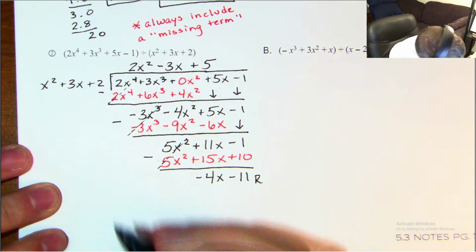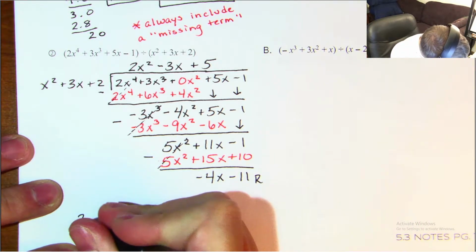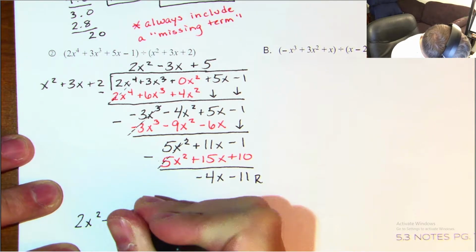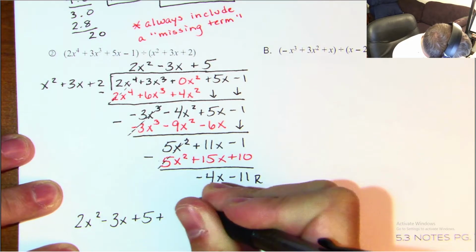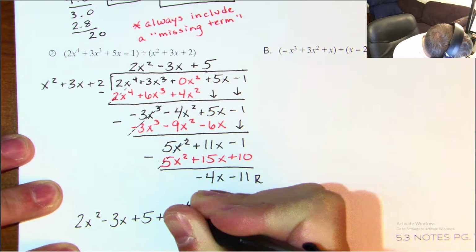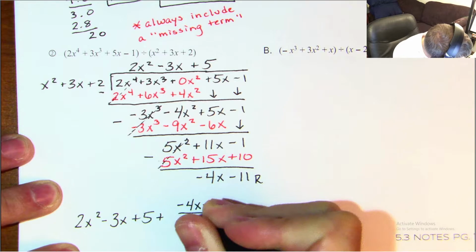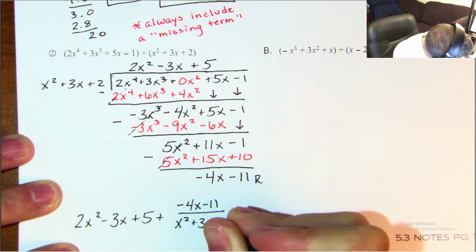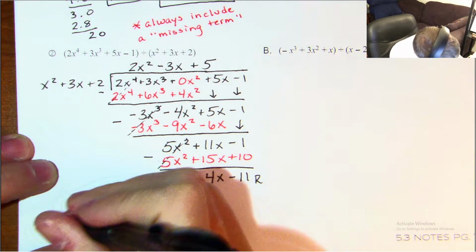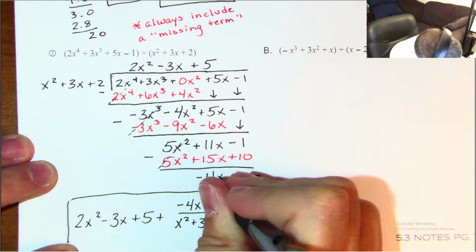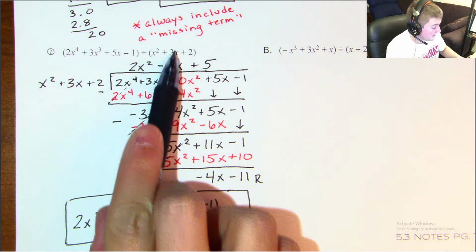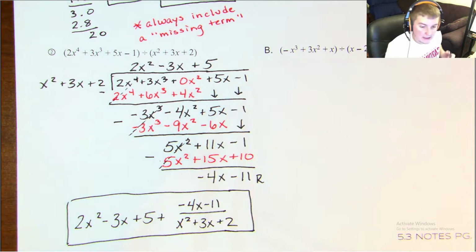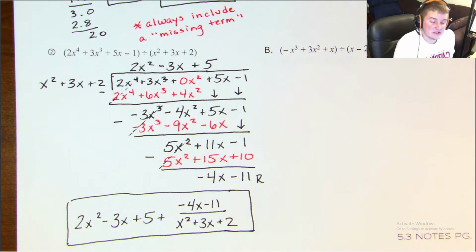Leaving me with my final answer being 2x squared minus 3x plus 5, and then plus my remainder over what I'm dividing by. And this here is my answer. I could do what I did in the previous problem and show you that I can multiply this times this to get my result, but I don't see it being necessary, as we've already shown that to be the case.